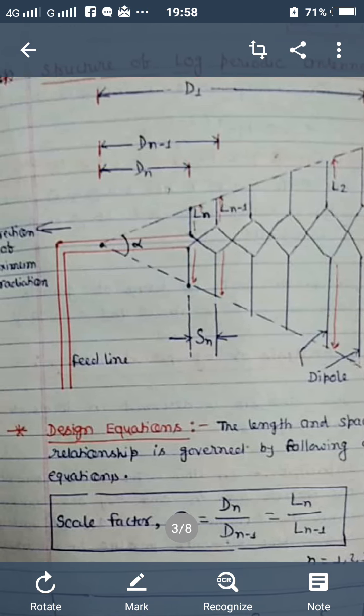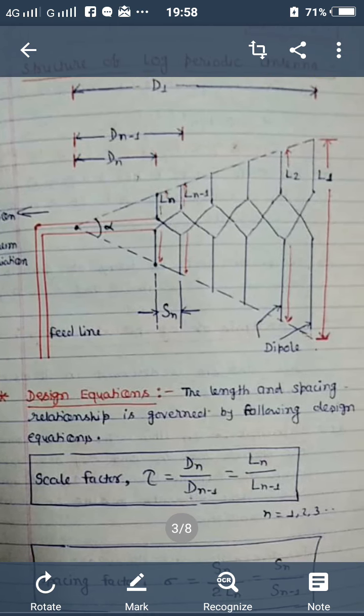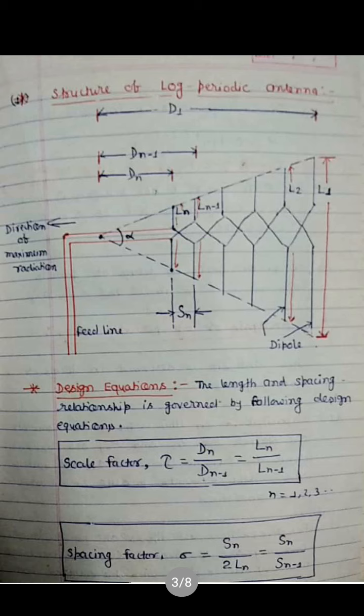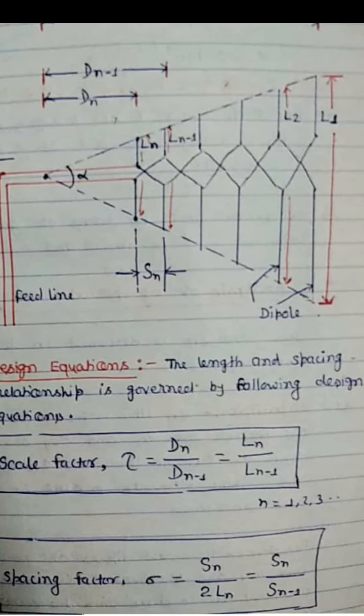Now the design equations. The length and spacing relationship is governed by the following design equations. The scale factor is denoted by tau. So tau equals dn by dn minus 1, equals ln by ln minus 1, where n is 1, 2, 3, 4. The spacing factor is denoted by sigma, and this is Sn by 2 ln, equal to Sn by Sn minus 1.